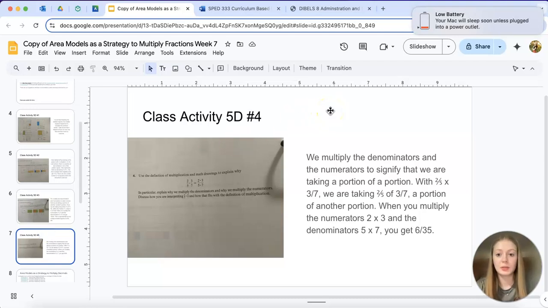So then we multiply, again, kind of reiterating what I said, the denominators and numerators to show that we're taking a portion of a portion. So with 2/5 times 3/7, we're taking 2/5 of 3/7, a portion of another portion. So when you multiply the numerators 2 times 3 and the denominators 5 times 7, you get 6/35. And that'll be the end of my first video.